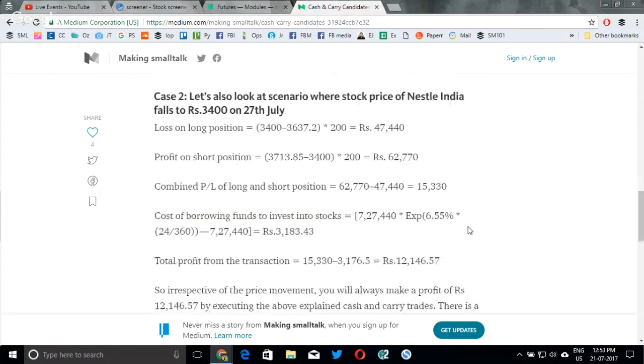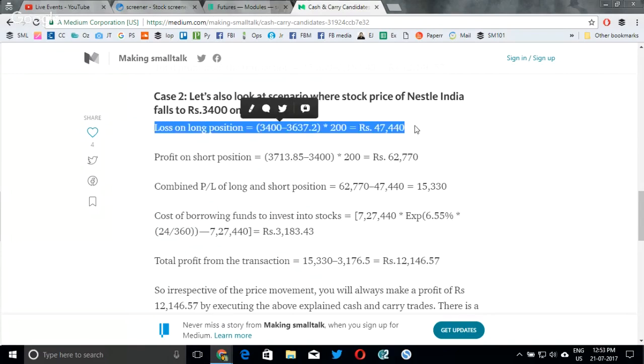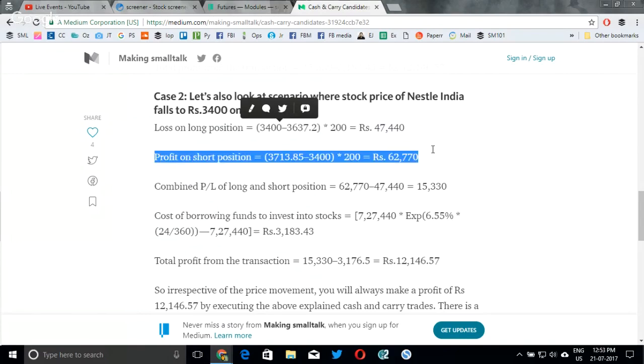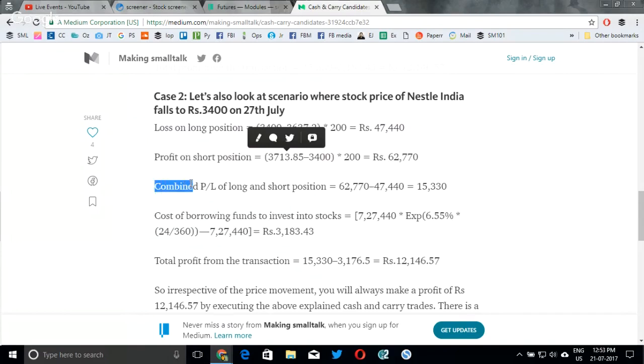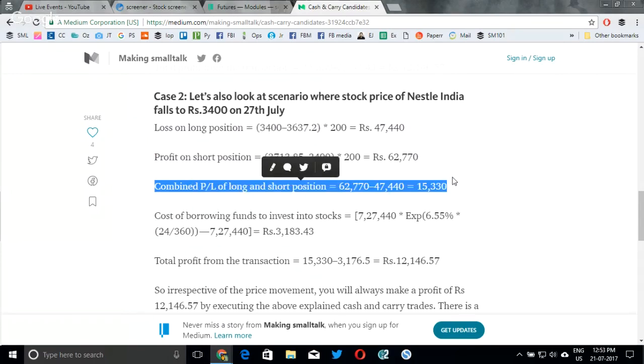Now let's take the second case and assume that the price drops instead of increasing. So in the first case, the price increased from approximately 3,600 rupees to 3,800 rupees. In this case, let's assume the price decreases from 3,637.2 to 3,400 rupees. So when the price is decreasing, the trader will obviously incur a loss on the long position. And in this case, the loss would be rupees 47,440, which is calculated in the first step. Now, given that the price is decreasing, he'll make a profit on the short position. And the profit in the short position in this case would be rupees 62,770. So the combined profit and loss on the short and the long leg of the trade would be rupees 15,330.